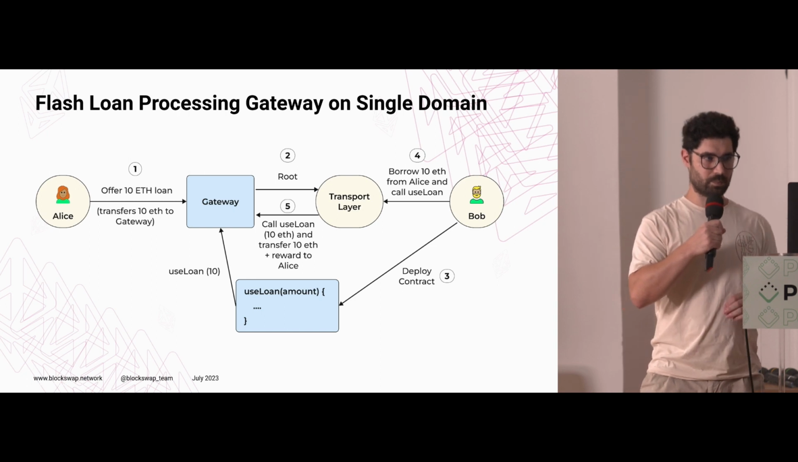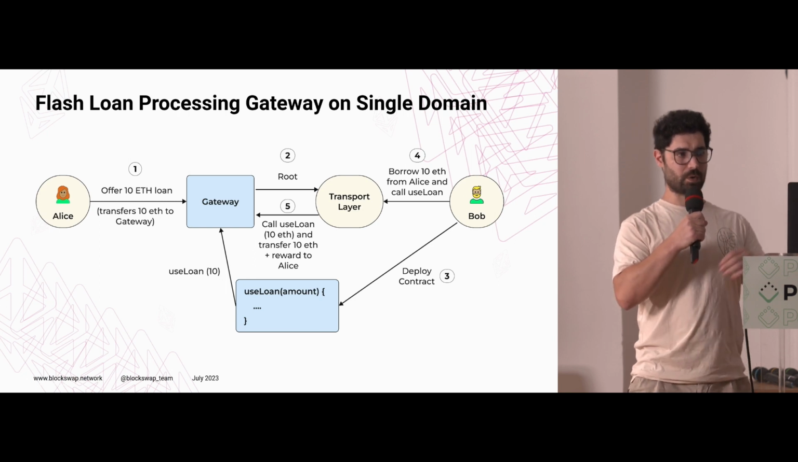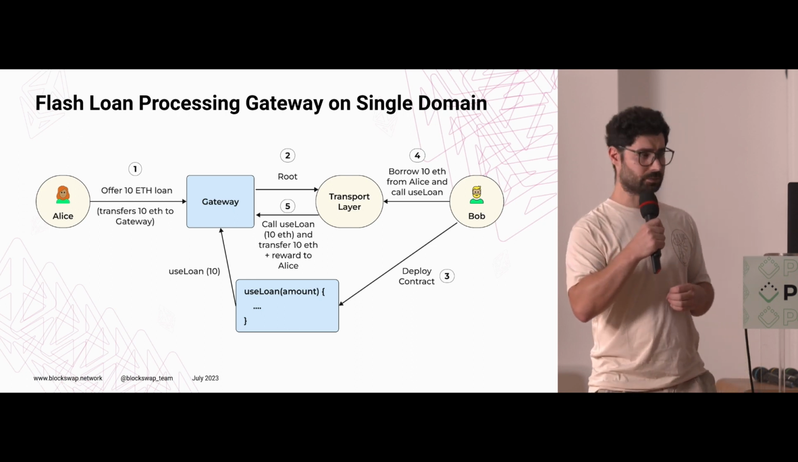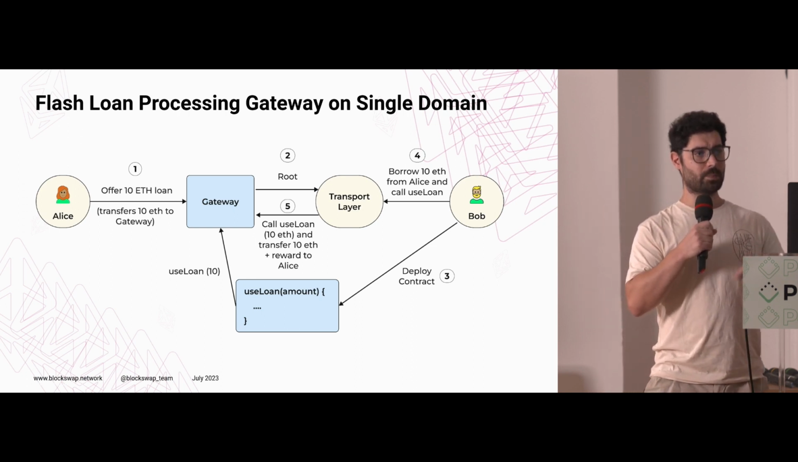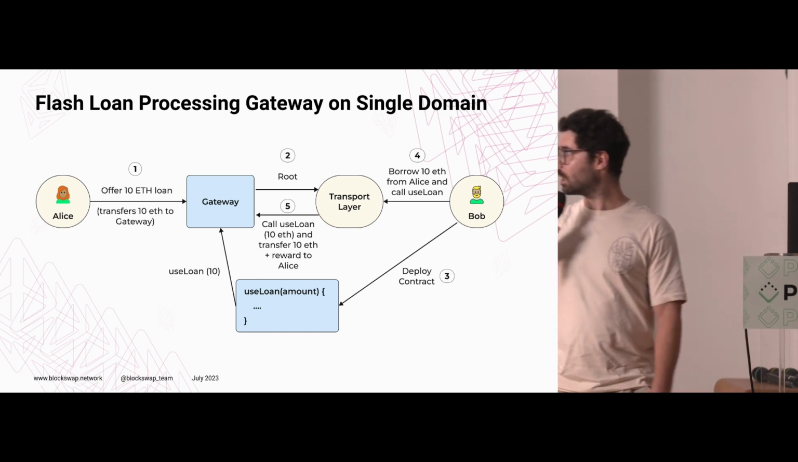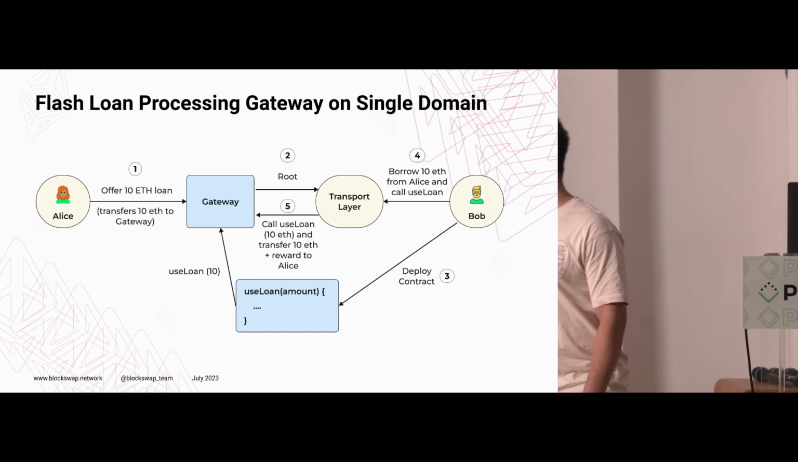And yeah, so the accumulator root can be accessed by the transport layer. Then Bob will be able to deploy a contract that is going to use the loan. And then Bob can go to the transport layer and say, I want to borrow 10 tokens, 10 ETH from Alice, and then please call my use loan function afterwards.